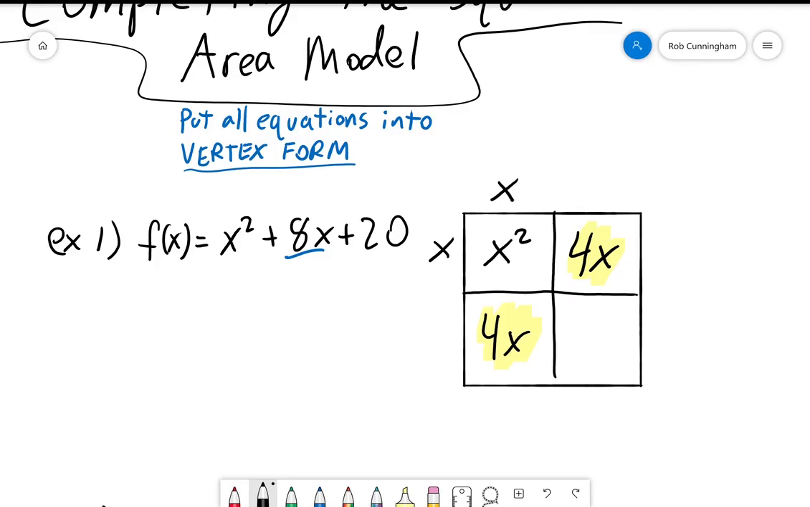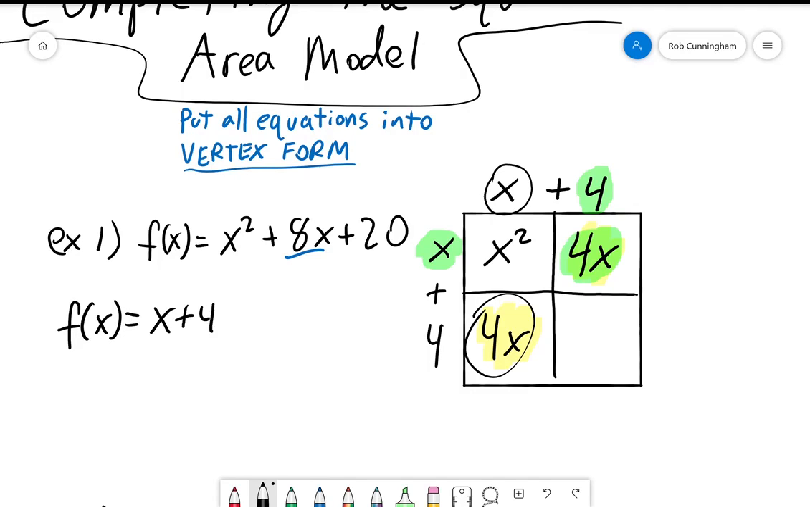A little bit of division will tell you that this side here is 4. How do I know? Because 4x divided by x is 4. Again, I'm just looking at the area of rectangles. Same deal down the side: 4x divided by x is 4. So I now know at least part of my answer. Part of my answer is x plus 4 times x plus 4, better known as x plus 4 squared.